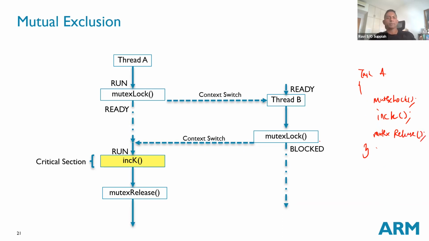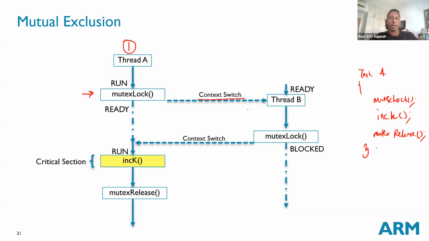So what will happen? Let's assume that task A runs first. So this is the first task to run, and once task A runs, it says Mutex Lock. When I say Mutex Lock, that means I am acquiring the lock. That means I'm saying that I'm the one who is going to use this resource now. Nobody else should use the resource. Correct. And let's assume that after I do the Mutex Lock, there is a context switch that happens.